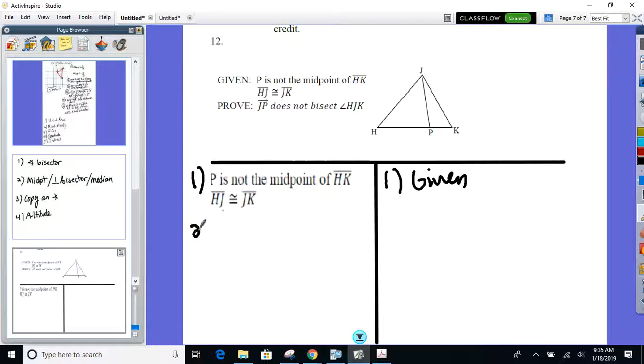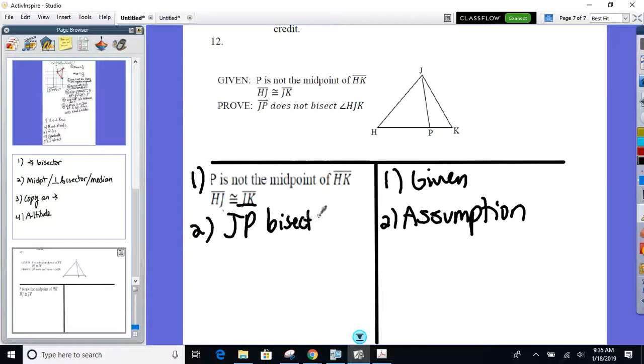After our givens, what is my next step? It's called the assumption. How do I get the assumption in any indirect proof? It's the opposite of the proof statement. So we are going to say that JP bisects angle HJK. We can use that as a given, treat it as a given. You can mark your diagram with whatever you get out of that.